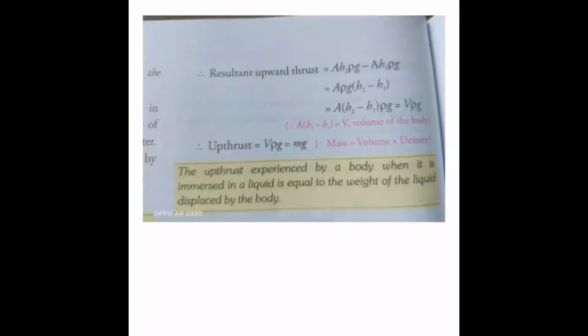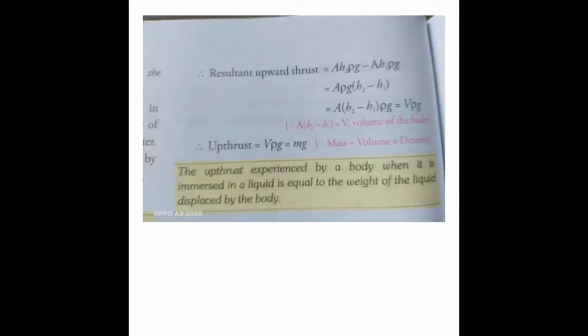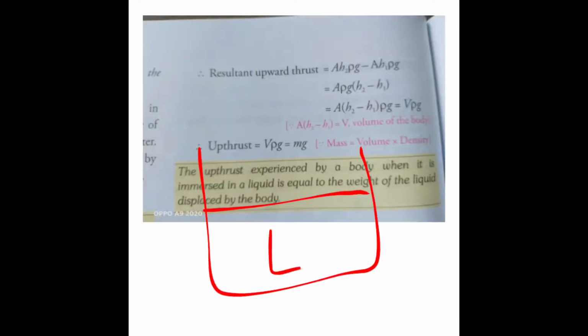So the more the weight of the liquid displaced in the upward direction, or the more the weight of that body immersed in the liquid, the more will be the upthrust. So this is the proof, right? The upthrust experienced by a body when it is immersed in a liquid is equal to the weight of the liquid displaced by the body. So the more the object, the more liquid is displaced, and the more will be the upthrust.